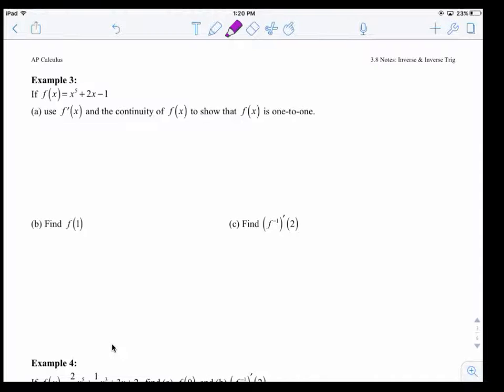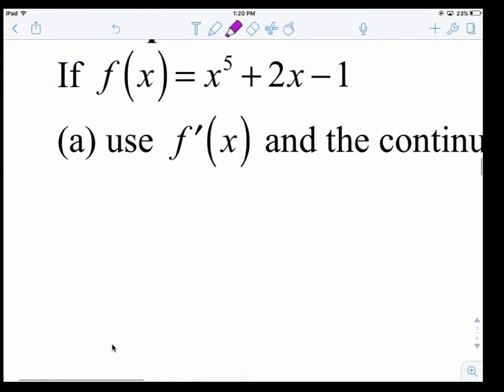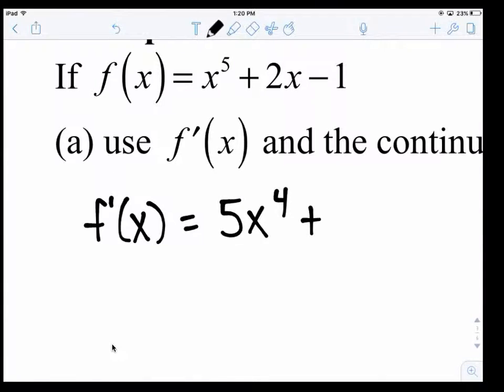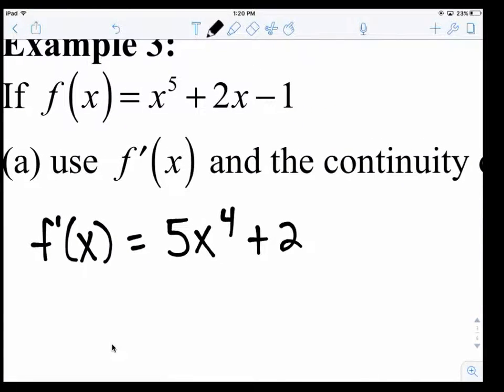All right, so you have x to the 5th plus 2x minus 1. Use f prime of x and the continuity of f of x to show that f of x is 1 to 1. Okay, so f prime of x would be what? Okay, good. Now, what do you know about all the y values that you get here? What are they always going to be?